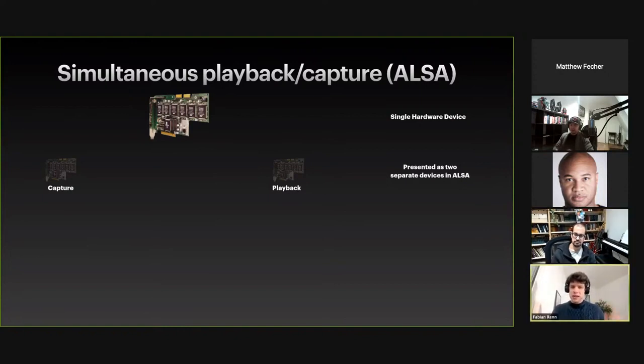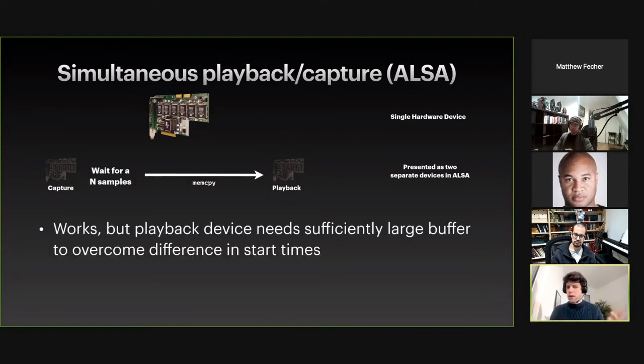Okay, so simultaneous playback and capture. So the problem here was that this works, but there can be an unknown time offset between the starting time of the capture or playback device. That means the playback device's DMA pointer could have already moved, let's say 10 samples, until the capture device actually started. And this means that when it's time to write these n samples, you need to make sure the buffer size is at least n plus 10. And this is bad because this increases latency because we have higher playback buffer sizes now.